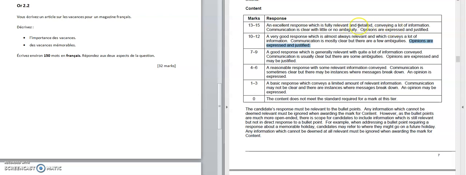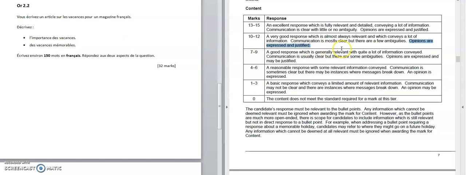So the other thing is that it wants to be clear, communication clear, and it wants to be detailed and obviously fully relevant. And this is often the mistake that people make as well. They don't make their responses fully relevant. So if you just write an essay on holidays that maybe you've learnt for an answer for a speaking test question, or a previous essay you've practiced in class, and it's vaguely related to holidays, that's not going to be fully relevant. So it must address the bullet points, everything you write, really.